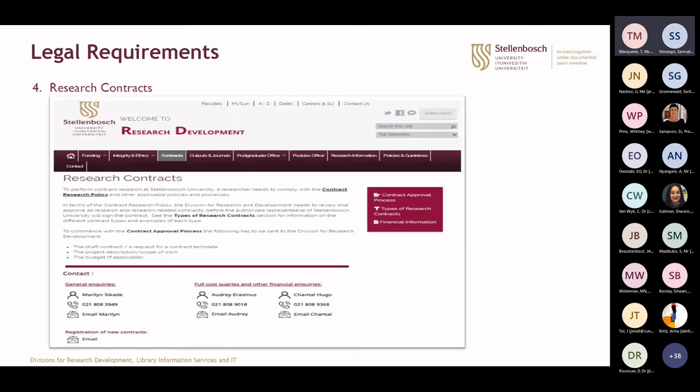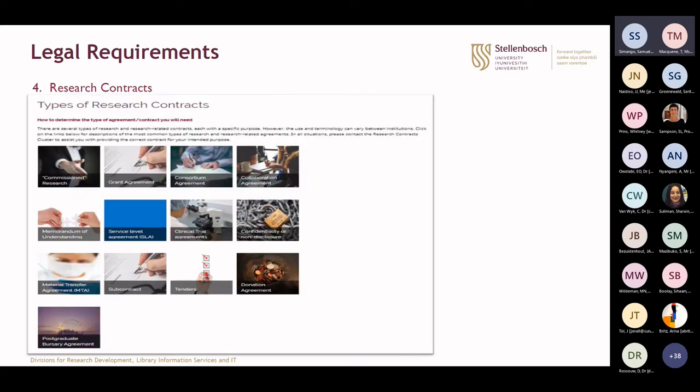Then lastly, there's the issue of research contracts that's also mentioned under the legal requirements heading. In this respect, this is something that is addressed to a large degree by the DRD. This isn't something that is actually new. As you can see from the screenshot here, taken from the DRD's website, the DRD has been working with different types of research contracts for several years, which is why we didn't put a lot of details about this aspect. And the screenshot here shows you the different types of contracts that exist.